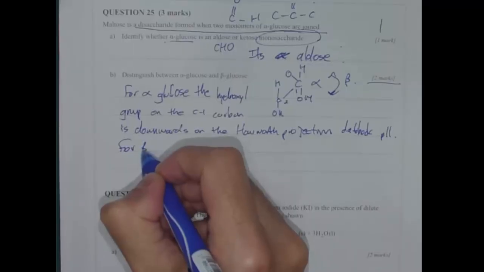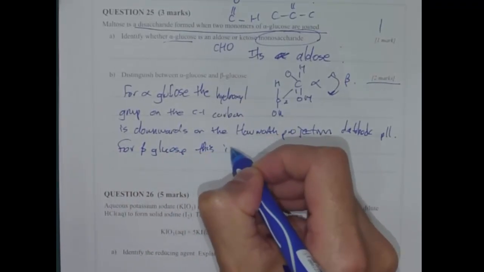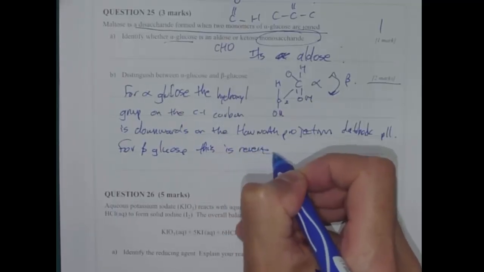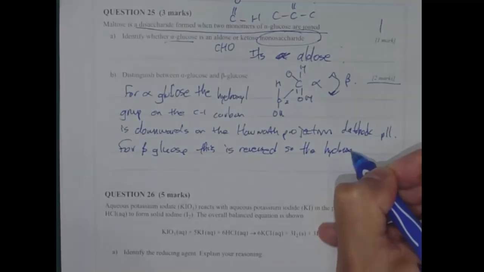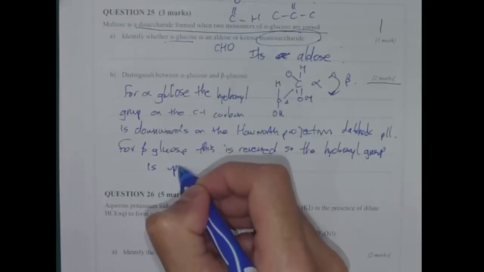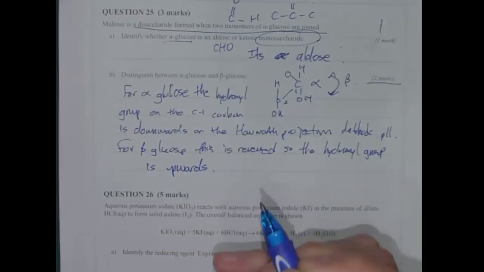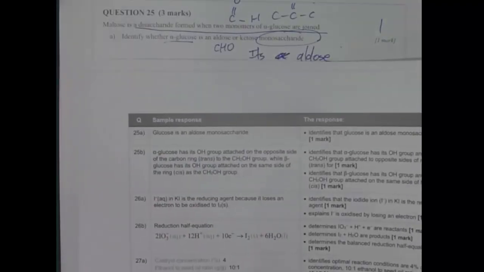For beta glucose, this is reversed. So the hydroxyl group is upwards. How is that worth 2 marks? It's just kind of stupid. The question is just memorization.